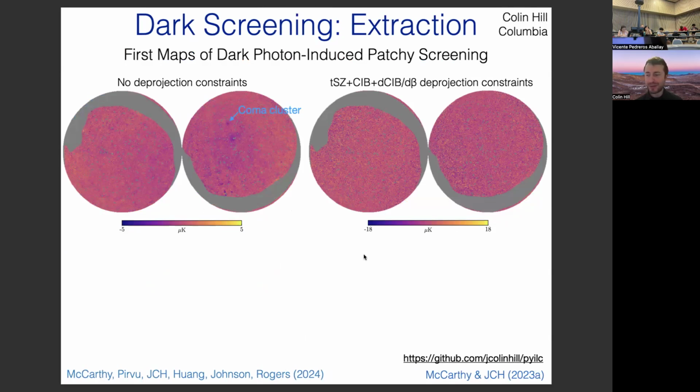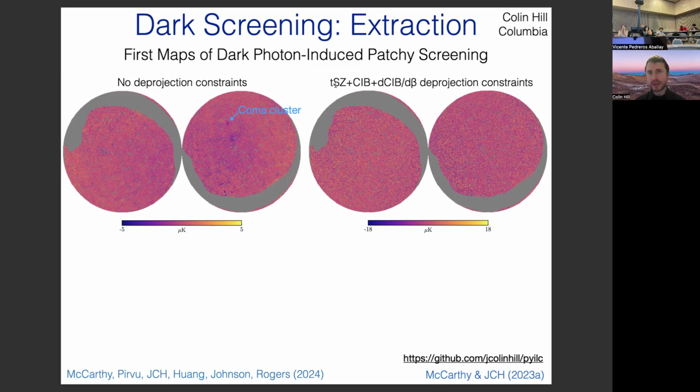So let me start with the dark photon case. So the raw maps that we get out if we run the needlet ILC code are these ones over here. This is the southern galactic hemisphere and the northern galactic hemisphere. And when we looked at these, we said, oh, this is interesting. There are some cold and hot spots. What are they? So for example, we see a cold spot at the location of the Coma cluster, a famous galaxy cluster. It turns out, though, that this is just contamination from other signals.